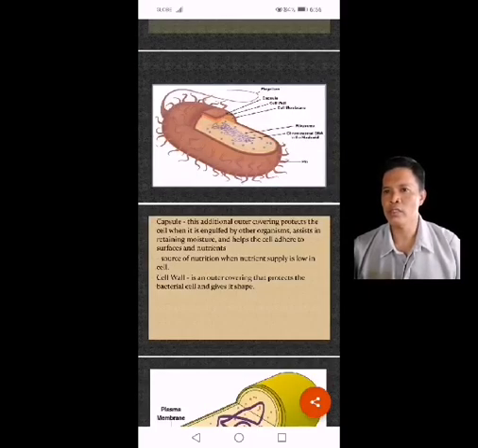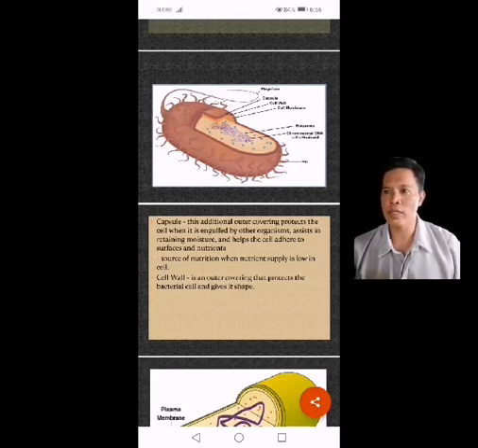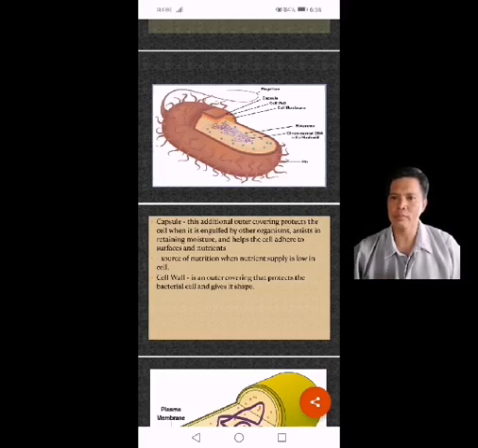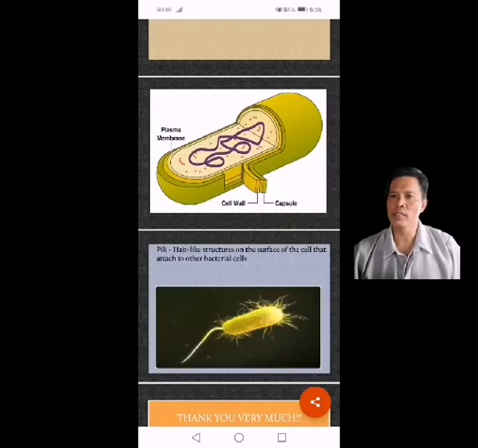Parts of prokaryotic cells, they have a capsule. This additional outer covering protects the cell when it is engulfed by other organisms, assists in retaining moisture, and helps the cell adhere to surfaces and nutrients. Source of nutrition when nutrient supply is low in the cell. And the cell wall is an outer covering that protects the bacterial cell and gives it shape. And pili, hair-like structures on the surface of the cell that attach to other bacterial cells.